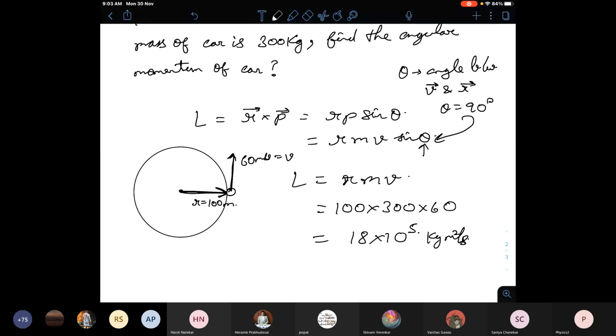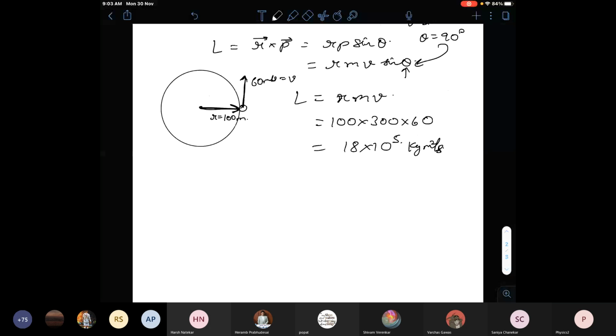Whenever angular values are given to you, use I into omega. This is how we differentiate between the formulas of angular momentum. Let's see another example. If you want, you can write this.